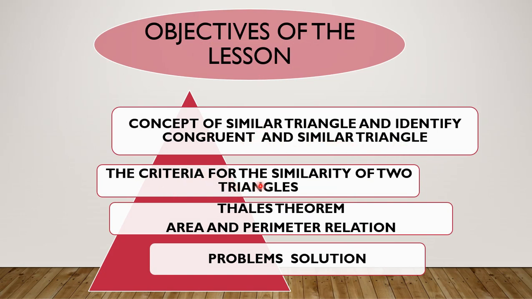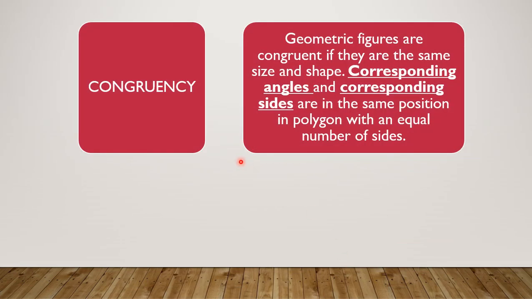The criteria for the similarity of two triangles, Thales theorem, area and perimeter relation, and problems based on the criteria of similar triangles. So let's revise the congruency.